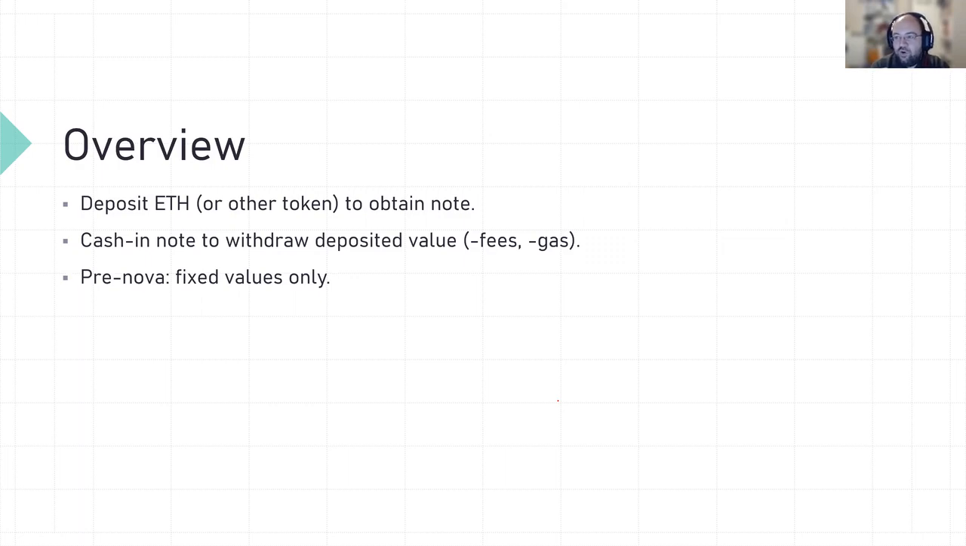So this is all that Tornado Cash does, which is still extremely useful, but at least in concept, it's very, very simple. It only does two things. It takes money and gives out notes, or it takes notes and gives out money. The only hard part is doing this properly, right?